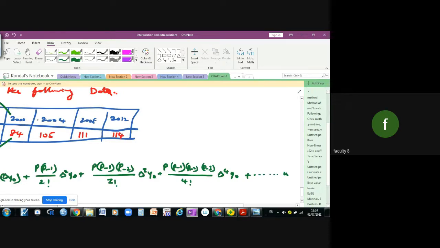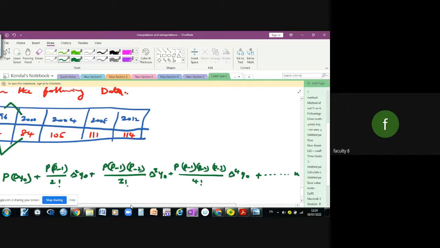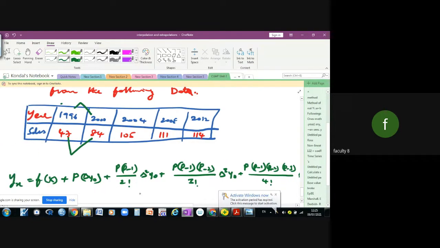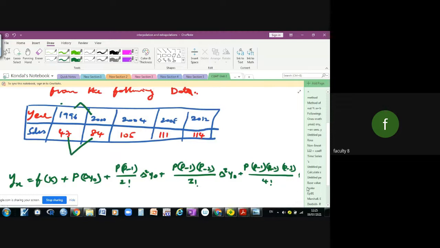For example, here we have only 5 years data, 1, 2, 3, 4, 5. So therefore we need to take only up to 4 factorial. If you have 6 years data, when you have 6 observations, we need to find out up to 5 factorial. Okay. So we have only 5 years data now, so therefore we have taken like this.